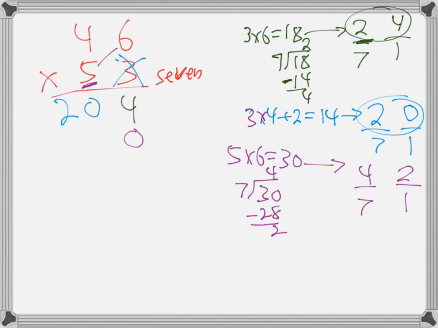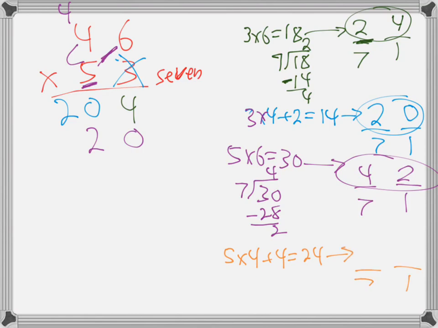2 base 7 has 4 sevens, which is 28, and 2 more makes 30. That is a 30, isn't it? So 5 times 6 is 30, but we write the 30 as 4-2. Good. Last step. 5 times 4 is 20, add 4, 24. Change that to base 7.